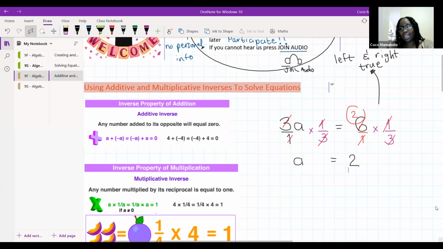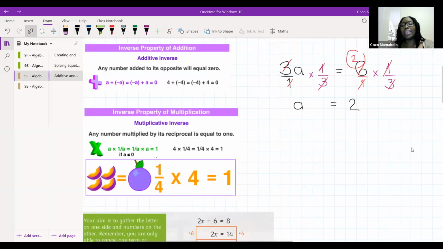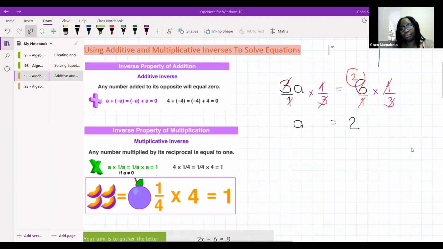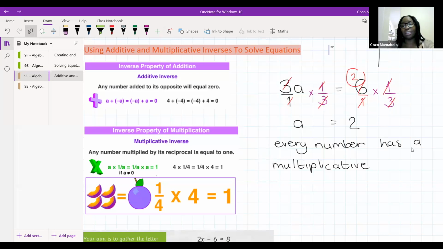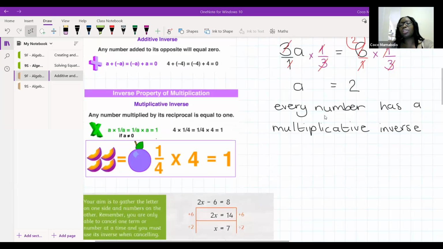Now, my next statement after doing this is that every number has a multiplicative inverse. And now the multiplicative inverse cannot give us 0. It can't give us 0. The multiplicative inverse must give us 1. And Olarato, I'm going to explain again just now. Okay, the multiplicative inverse must give us 1, must equal 1.